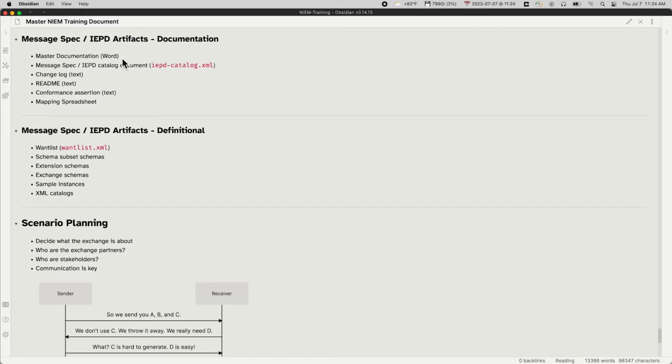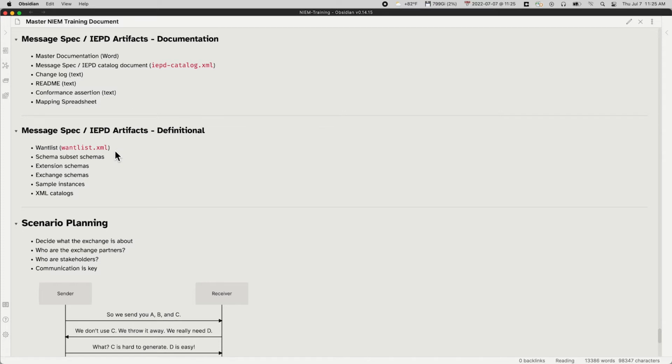So you've got master documentation. That's typically a Word document, and that's just a document that tells you about how the exchange is supposed to work. Who are the parties, who's involved, things like that. There is something called a catalog, an IEPD catalog, and that's an XML file, and that tells you everything about the spec at a computer level for computers to deal with. So it's going to have metadata about the exchange, but it's also going to have a list of all the files that are part of the message spec and what the different files do. You have a change log that'll say how the versions have gone and what changes have been made. You'll have a README as a place for people to start, just to let them know what's going on. You'll have something called a conformance assertion, where you tell them why you think your work is NIEM conformant.